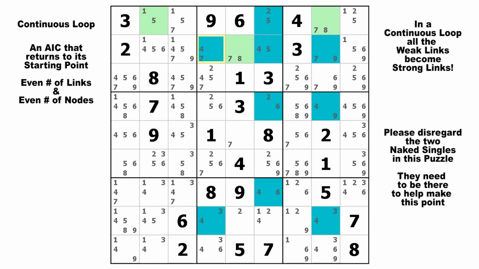So let's mark the chain. We could start anywhere, but let's start on this 7 here in row 2, column 8, and there's a strong link to the 9, then weak, strong, weak, strong, weak, strong, weak, strong, weak, strong, weak, strong, weak, strong, weak, strong, and then you can make a weak link between those two 7s to complete the loop.